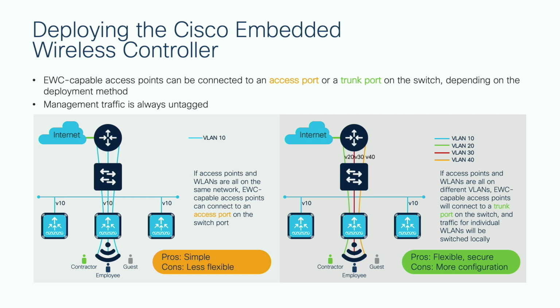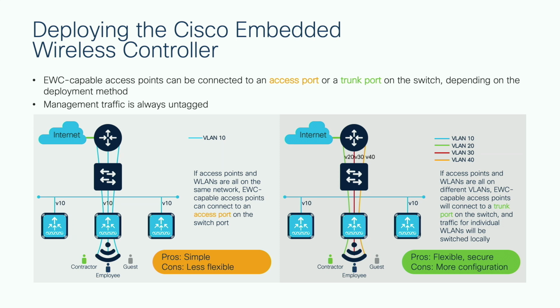But if you want a little bit more flexibility, you can go to the right-hand side deployment where you can have multiple VLANs. Your access points can be in VLAN 10. And then for your clients, for the guests, for the IoT, you can create different SSIDs and map them to different VLANs. Now, if you look at it, there are 4 VLANs that have been created. VLAN 10 for an access point, VLAN 20, 30, and 40 for your contractor, employee, guest, or an IoT network.